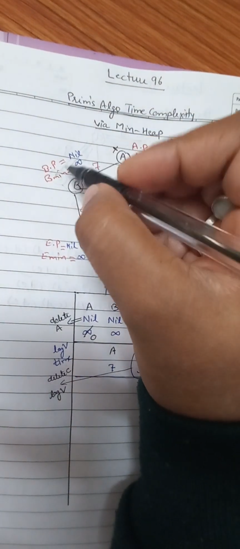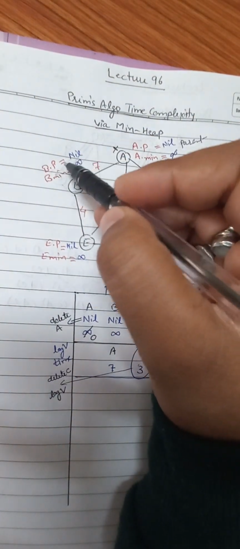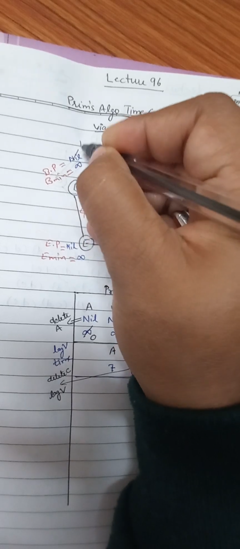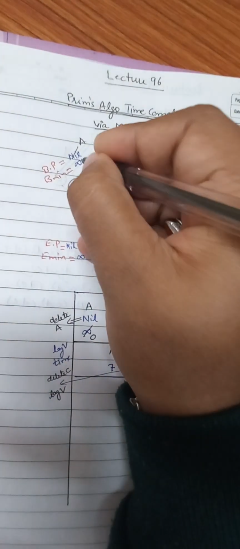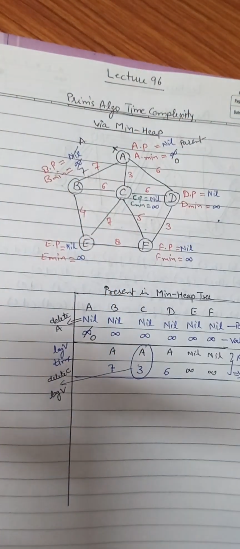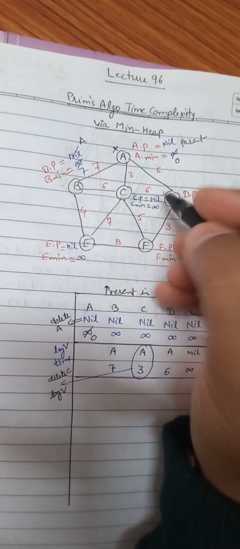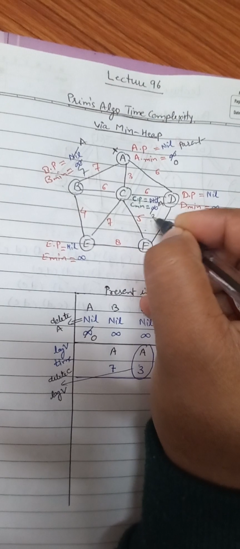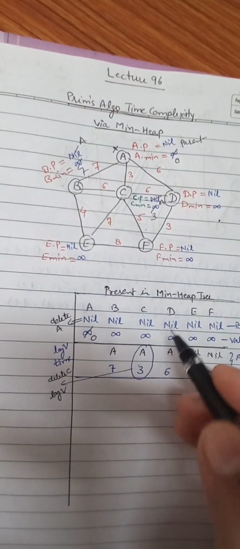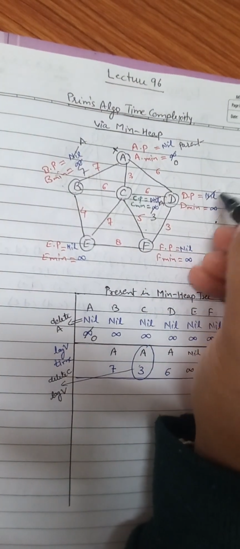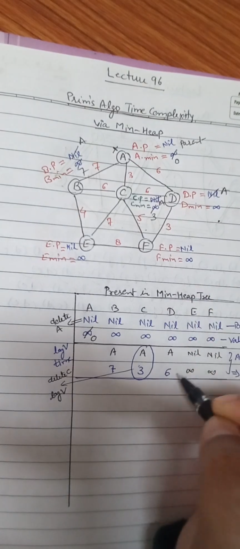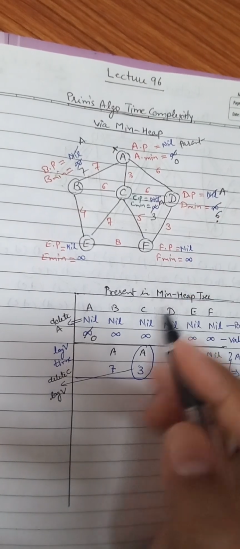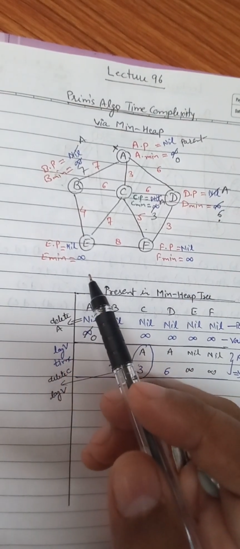So the parent of B is A now, and its value is 7, and the parent of C is also A, and its value is 3, as we have done here, and D's parent is also A now, and its value is 6 here. E and F are not changed yet.